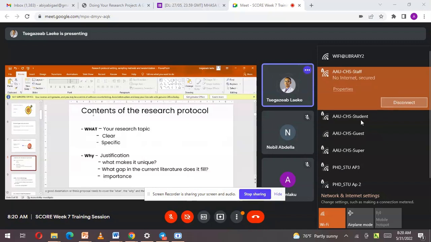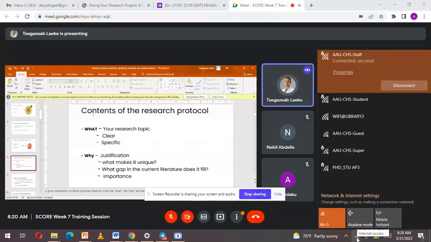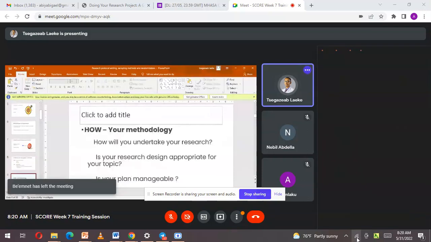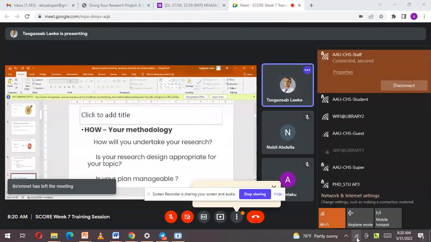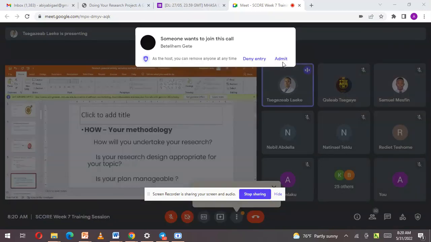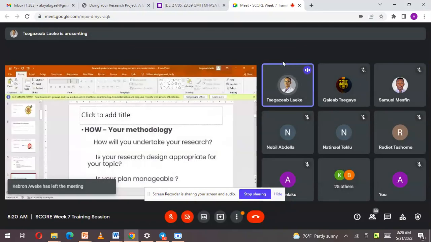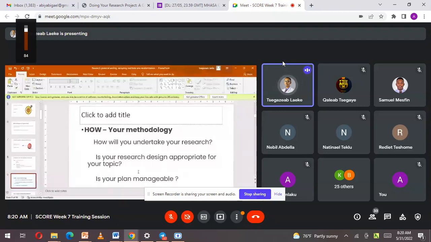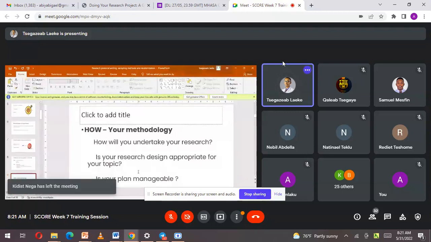This includes how will you undertake your research, and is your research design appropriate for your topic, and the other is, is your plan manageable. So let's say if you want to do a research that's a nationwide research, that might not be manageable. Whenever you think of doing a research, it should be really manageable given your time and your budget.